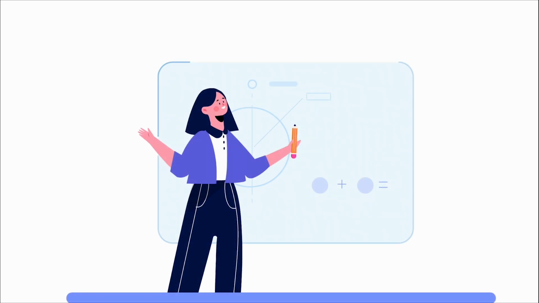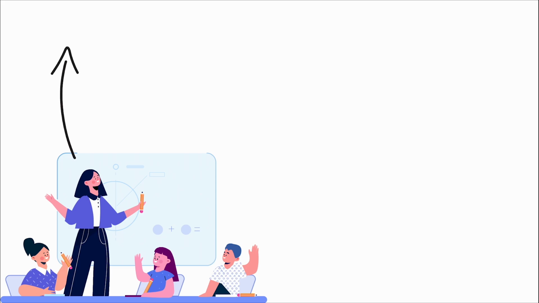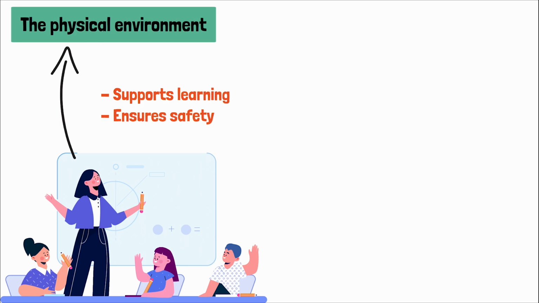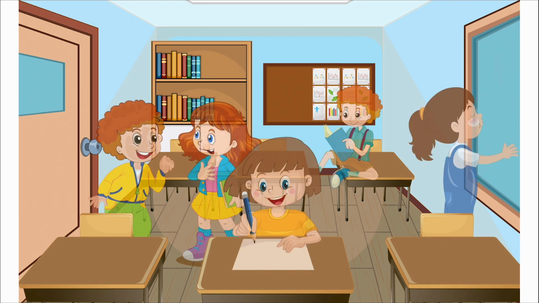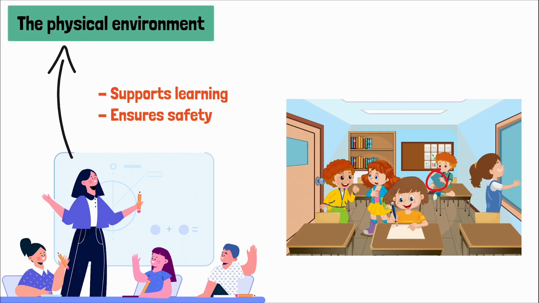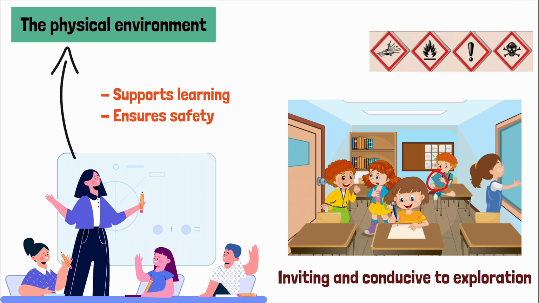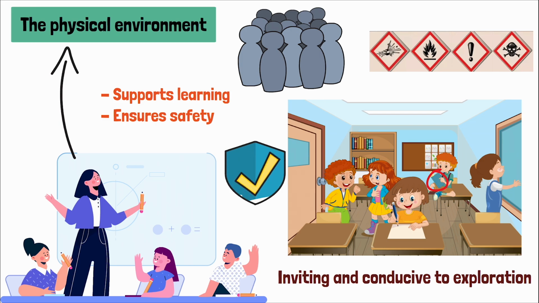To achieve this, teachers need to plan meticulously for both the physical and social-emotional aspects of the classroom. The physical environment should be organized in a way that supports learning and ensures safety. This includes arranging furniture to facilitate easy movement and collaboration among students, ensuring that materials are readily accessible, and creating a space that is inviting and conducive to exploration. Safety procedures must be clearly defined and understood by all students to prevent accidents and promote a sense of security.